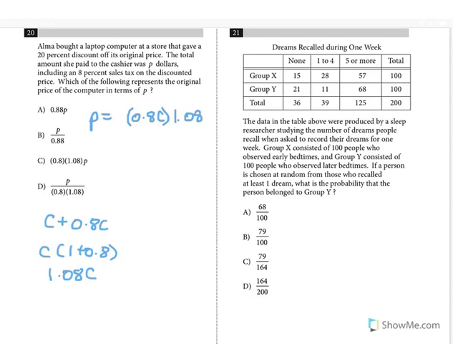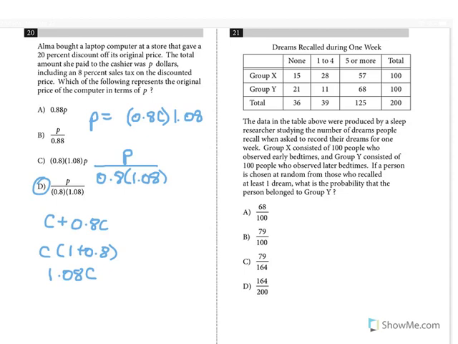Now, what we're trying to do is isolate C in terms of P. Well, we're multiplying C times 0.8 and 1.08, so we just need to divide by that. So it's going to be P divided by 0.8 times 1.08. Voila, there we go. Let's make that look a little neater.